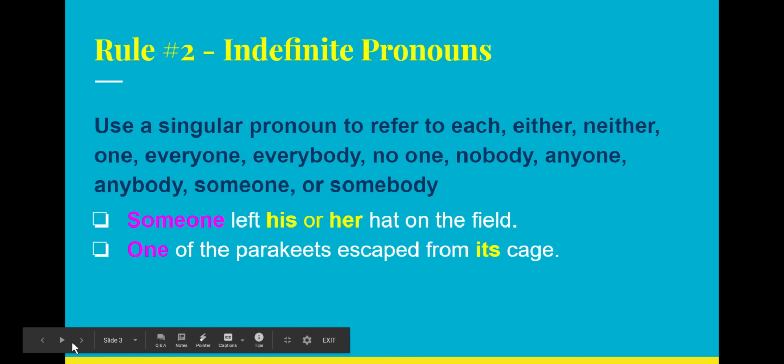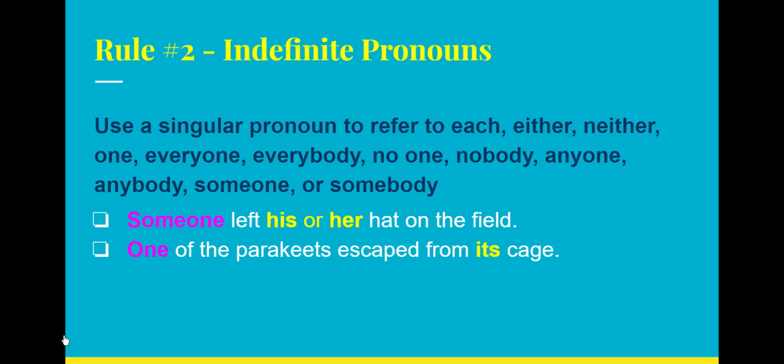This can get tricky when it comes to indefinite pronouns. So if you remember from subject-verb agreement, we have these pronouns where it's difficult to know if it's referring to one item or more than one item. So the rule is use a singular pronoun to refer to each, either, neither, one, everyone, everybody, no one, nobody, anyone, anybody, someone, or somebody. So again, all of these indefinite pronouns we treat as singular, so that means we have to use singular pronouns.